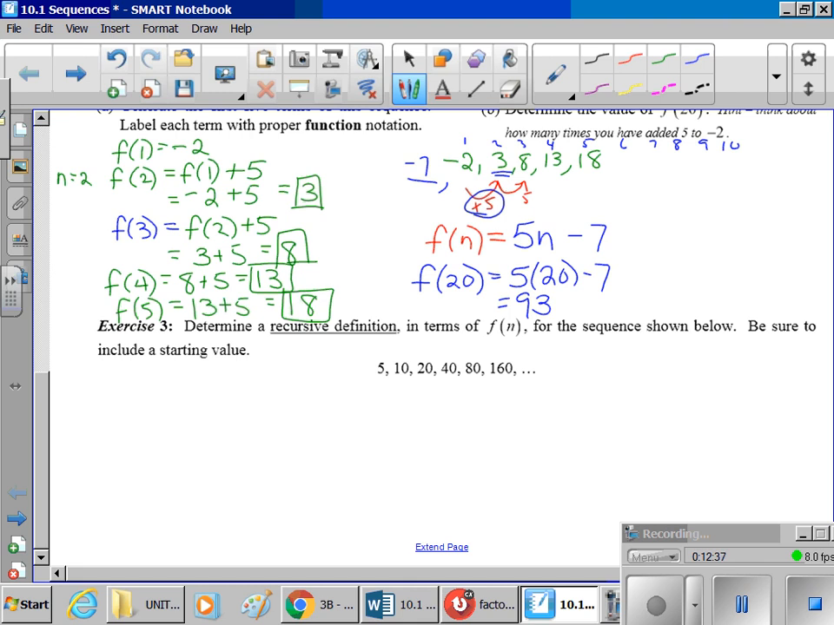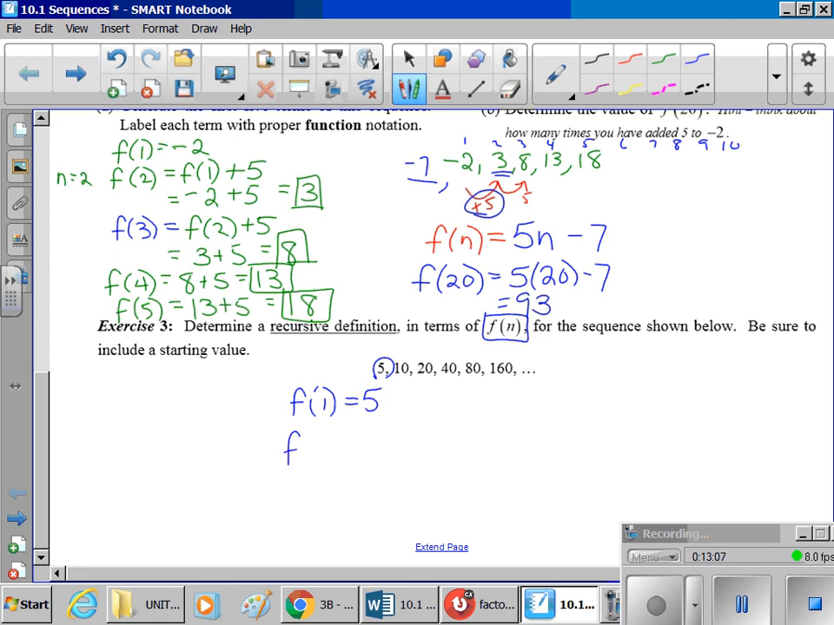All right, so exercise 3. Determine a recursive definition in terms of f of n. This time they want a recursive definition for the sequence shown below. Be sure to include a starting value. Well, the starting value is easy. It doesn't matter how you create it. It can be a of 1. We're going to talk about a lot of different notations here, so don't flip out when we change it up a little bit. Again, we're going to use the function f. So f of 1, the first term, is equal to 5.